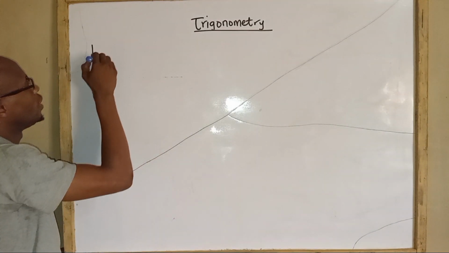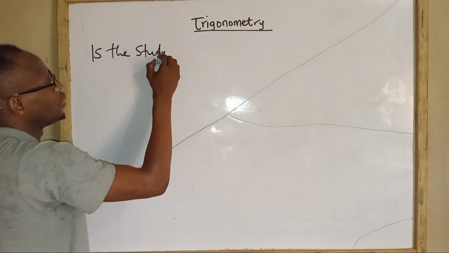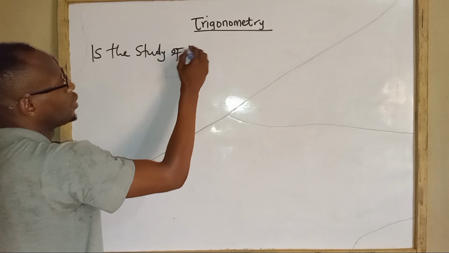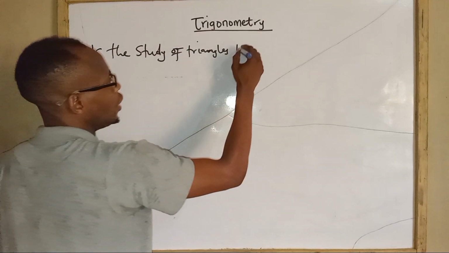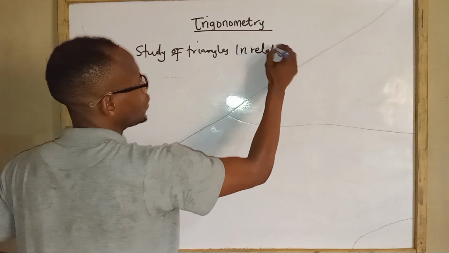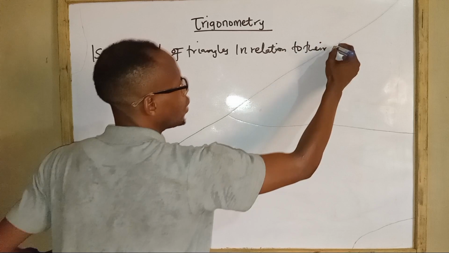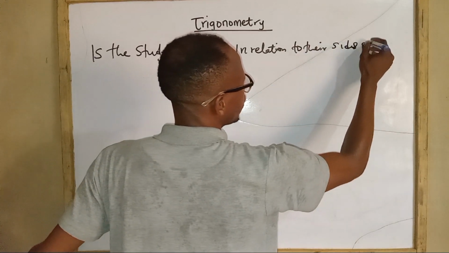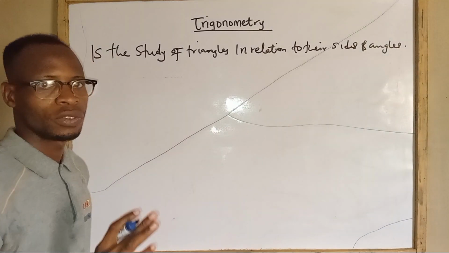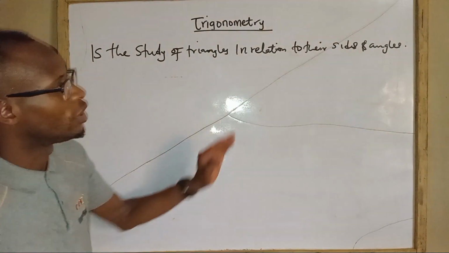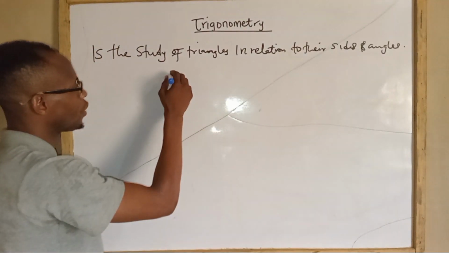I said it is the study of triangles in relation to their sides and angles. So that's the definition of trigonometry. So it only deals with the sides and angles. That's all. Now let's consider an illustration here.